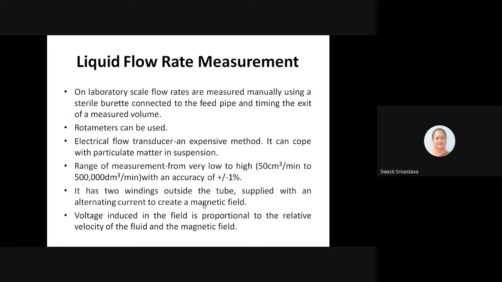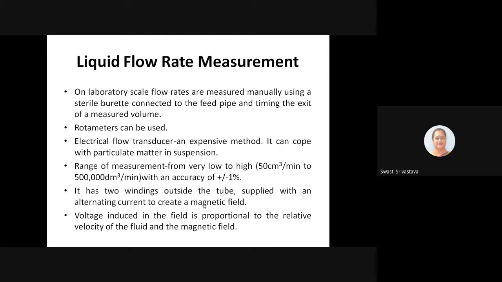Then the liquid flow rate measurement is also very important. Now we are talking of liquid that is maybe in the form of media supplements, nutrient supplements, maybe in the form of water, that is through heating or cooling jackets, or there may be the spent media or the product that can be harvested, maybe in a solution form. So we need to consider the flow rate measurement in those cases also.